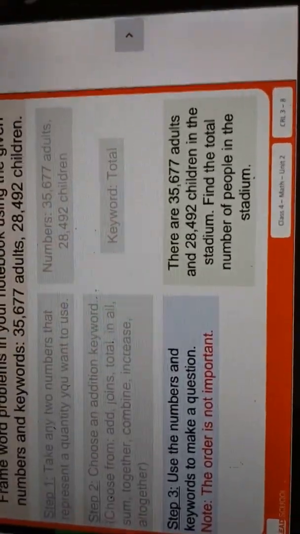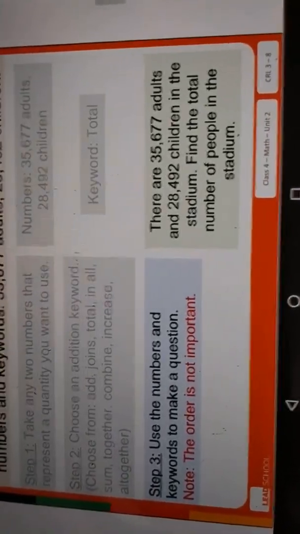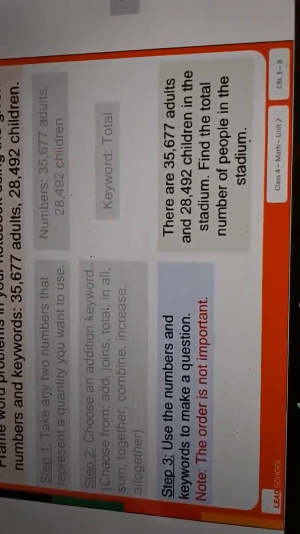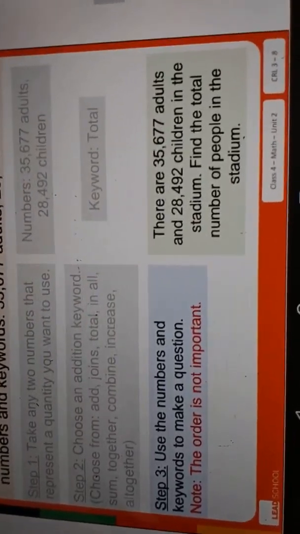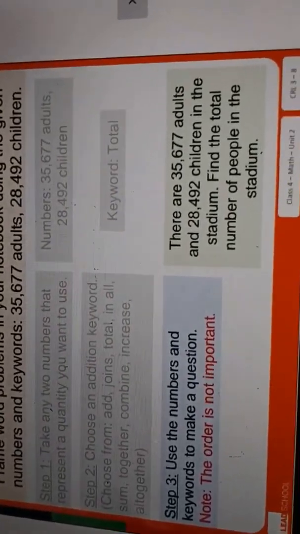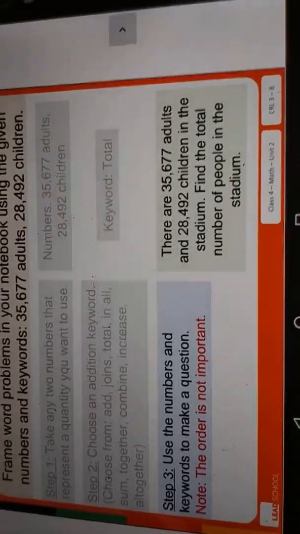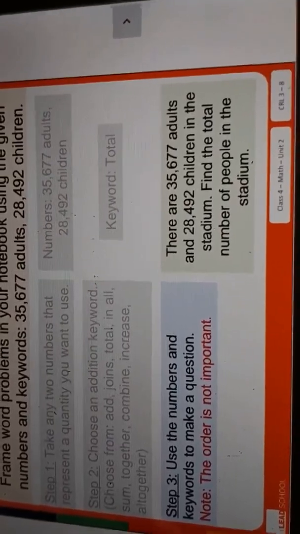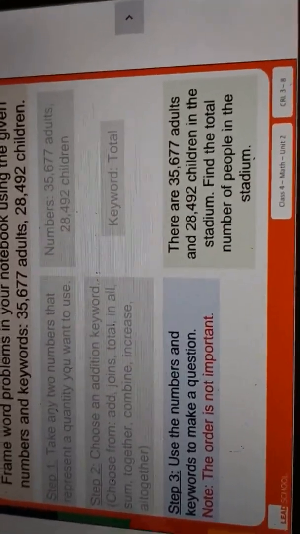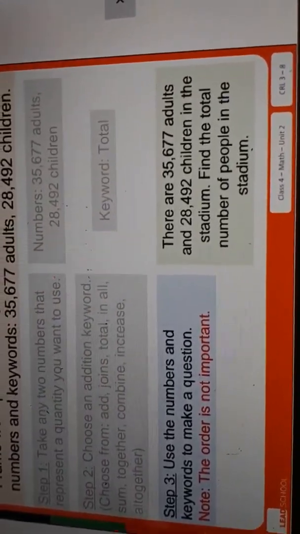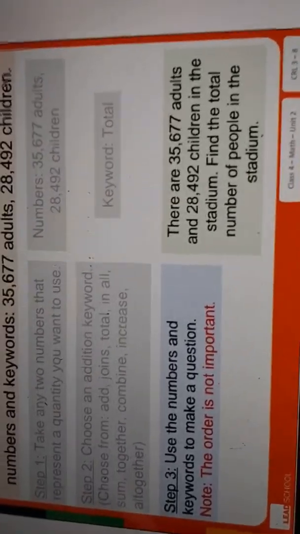Okay, so 3 steps. हमने कौन से 3 steps किए in this sum? First of all we have to find the numbers and keywords in our book. Here the keyword is total. Then we have to make the question. Normally in word problems में हम क्या करते थे? We found the numbers, keywords, then what they are asking, then we drew the boxes, then we found which operation to do, and in the last we did the solution. But here first of all we find the numbers and keywords, and then we make the question.